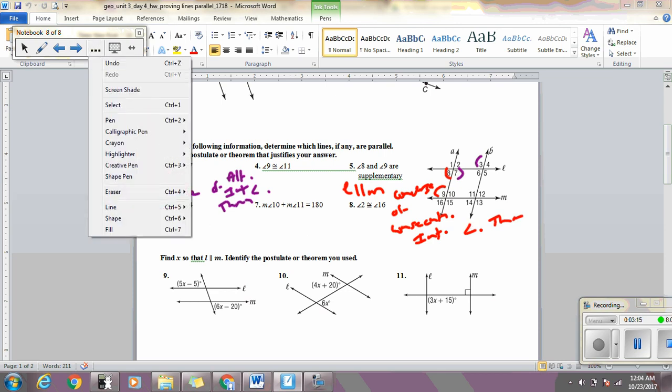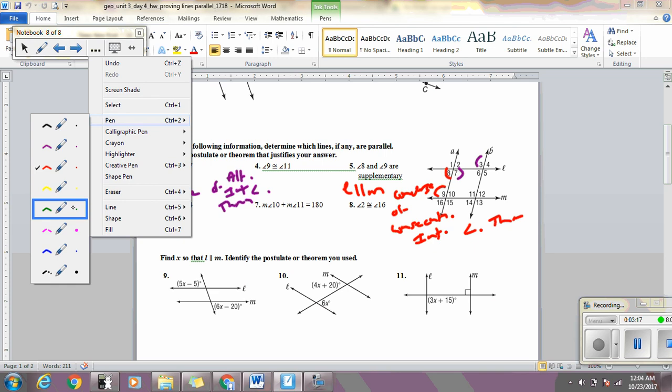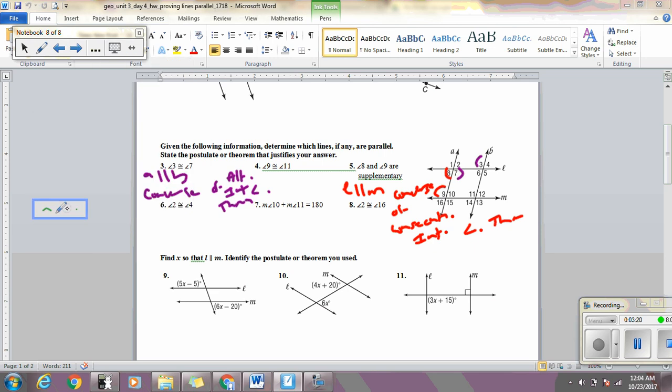And number 7, we're looking at 10 and 11. The transversal would be line M, which means the parallel lines would be A with B. And again, those are consecutive. So it's the converse of the consecutive interior angle theorem.